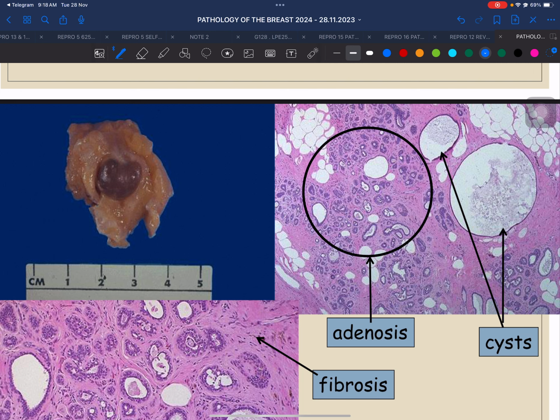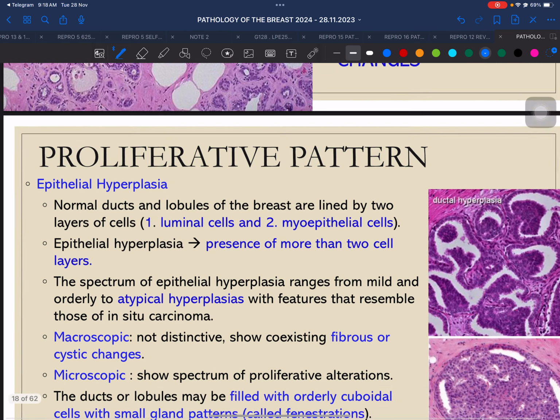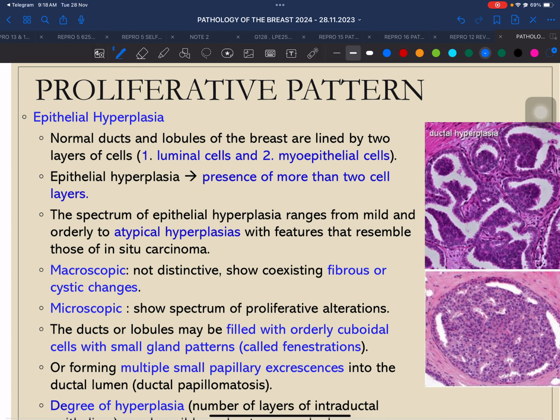Okay, the next pattern of fibrocystic change is epithelial hyperplasia. Normally the acini or duct are lined by two types of epithelium: the luminal and the myoepithelium. So in epithelial hyperplasia, of course, the number of cells is increased, so there should be more than 2 cell layers lining the acini.